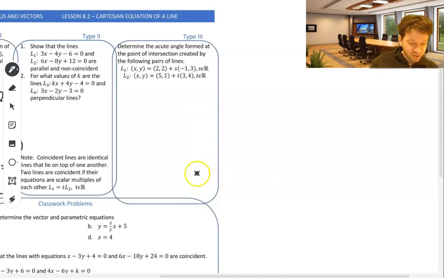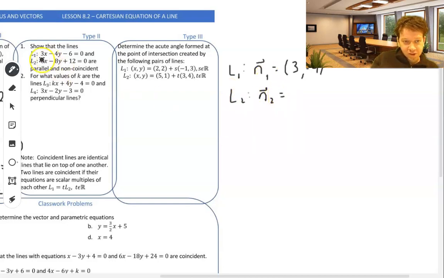All right, well, we can determine that they're parallel pretty easily if we just look at their normal vectors. So for line 1, the normal vector, let's call it n1, is going to be 3 and -4. Just our x and y coefficients there. For line 2, our normal vector, let's call it n2, it's going to be our coefficients 6 and -8.